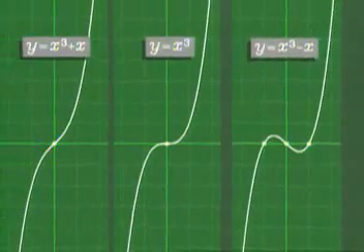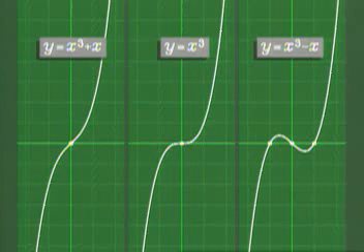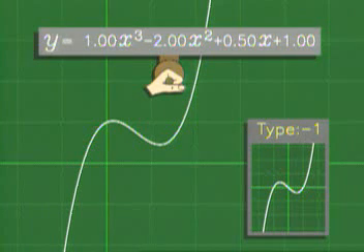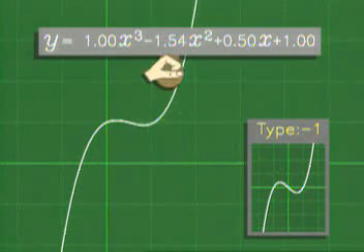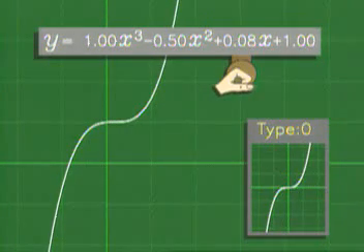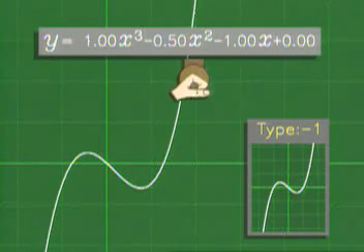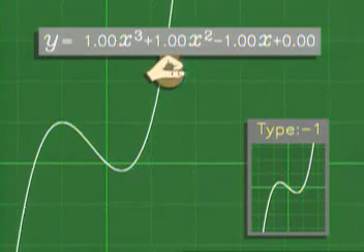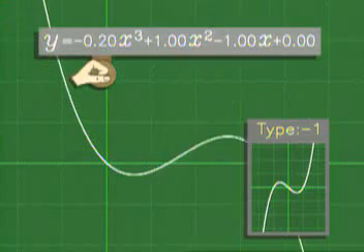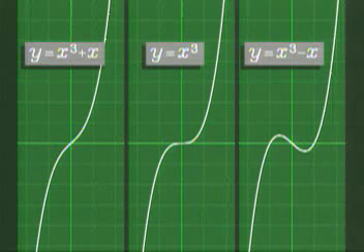These 3 examples, y equals x cubed plus x, y equals x cubed, and y equals x cubed minus x, can be regarded as the prototypes of all cubic curves. Let's see what happens as we change the coefficients in the equation of a cubic curve. Although the shape changes, it has the same basic form as one of the 3 prototypes. Or perhaps a mirror image. Every cubic crosses the x-axis at least once.